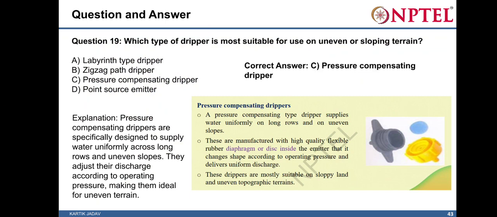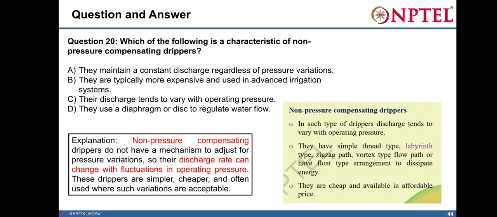Then which type of dripper is most suitable for use in uneven sloping terrain? So we know that pressure compensating drip emitter is not impacted by operating pressure, right? So we know that Q is equal to CD H raised to X. So the emitter exponent X here is 0. It means this H is constant, so discharge is not impacted by operating pressure. Correct answer is option C.